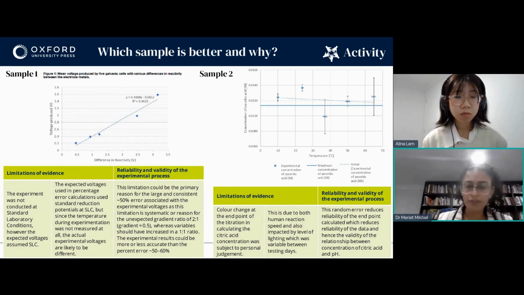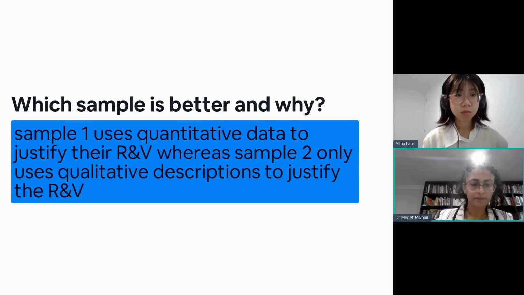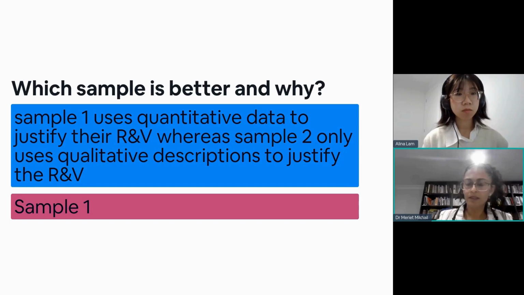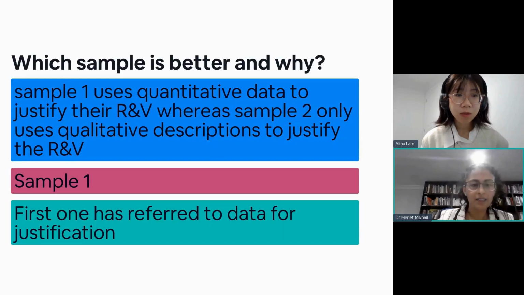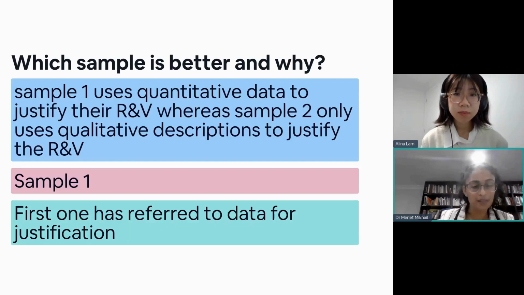And we do look for different characteristics. Yeah, so sample one uses quantitative data to justify the R&V, whereas sample two only uses qualitative descriptions. Someone said sample one. Awesome. First one has referred to data for justification. Yep.